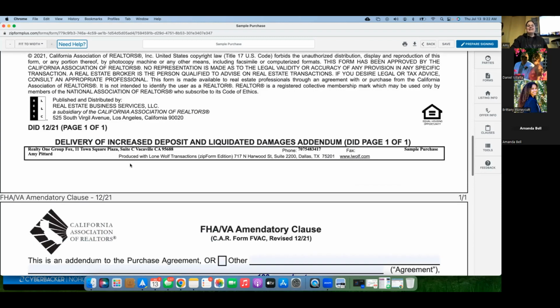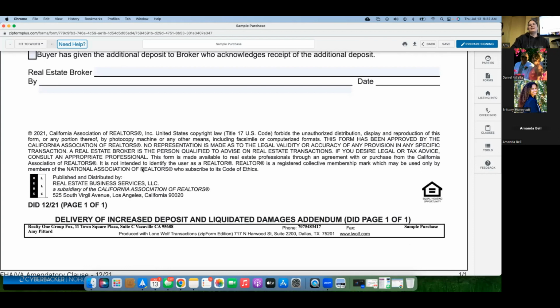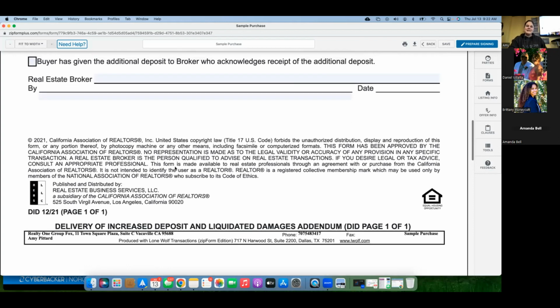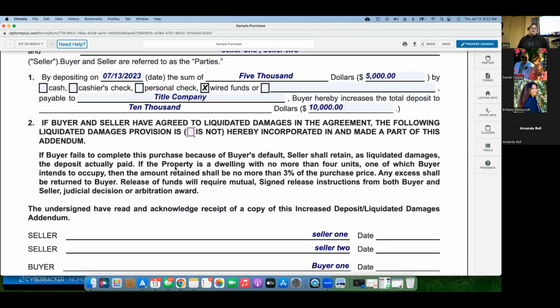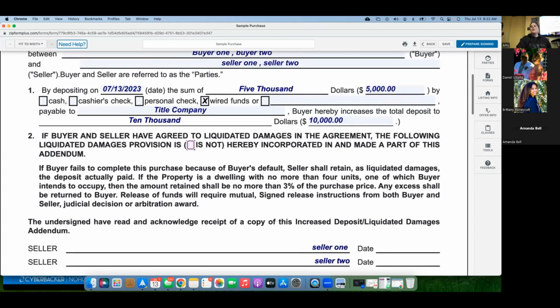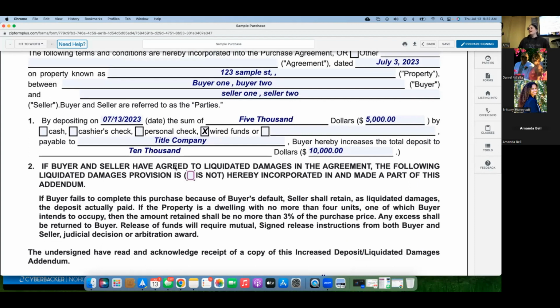Okay, so that is the delivery of increased deposit and liquidated damage addendum. Right, so there you go. It's a pretty simple form. It does need to be included though. If you were a buyer's agent and you had an increased deposit and you didn't send this form over and nobody ever asked for it, then oh well. But on a listing, please don't ever let an increased deposit come in without using this form, because this is what's going to protect your seller to get that money if they were in breach.